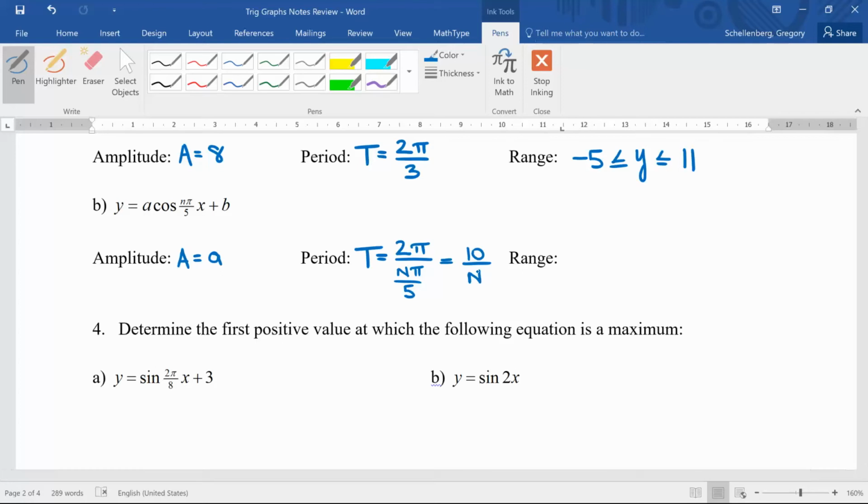Okay, and our range. So y has got to be less than or equal to our max value. The max value is the vertical displacement, which in this case is b, plus the amplitude, which is a. So y has got to be less than or equal to b plus a, and then greater than or equal to b minus a.